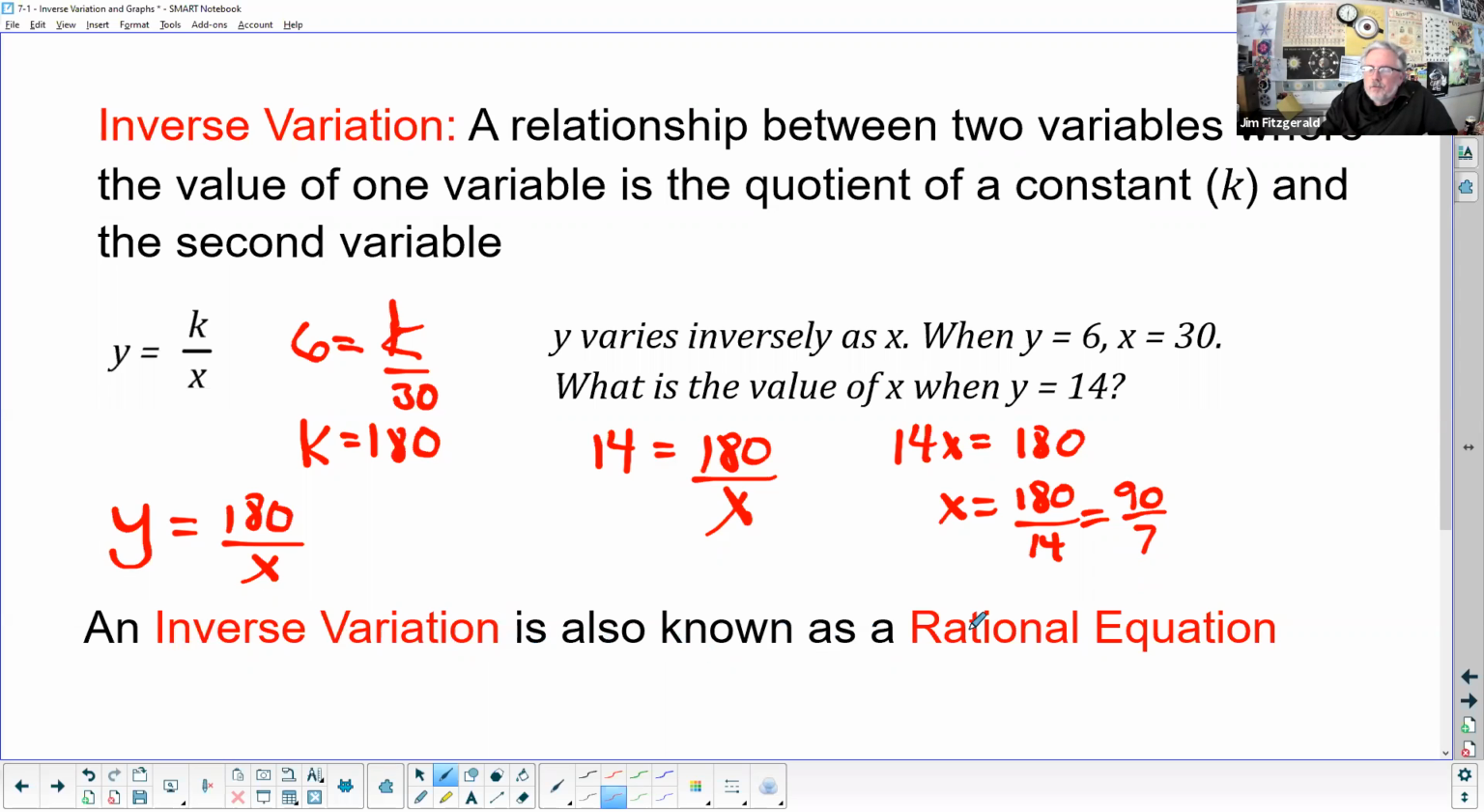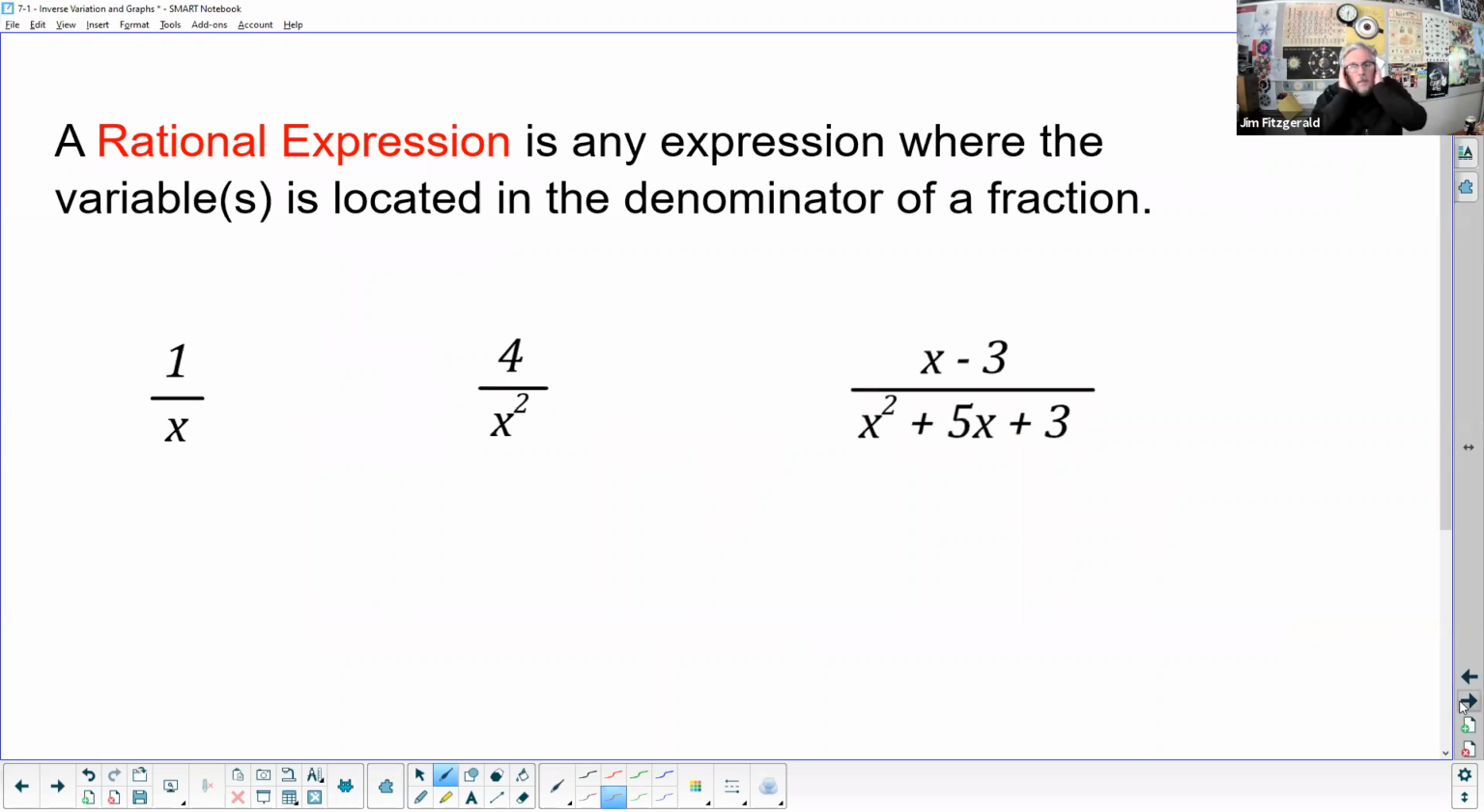All right, so we talked about inverse variation. This is also called a rational equation. That rational part means my variable is down in the denominator. That's what we're talking about when we talk about rational equations. A rational expression is just any expression where the variable is located in the denominator of the fraction. So these are all examples of rational expressions. If this was y equals or f of x equals, these would be rational functions or rational equations.